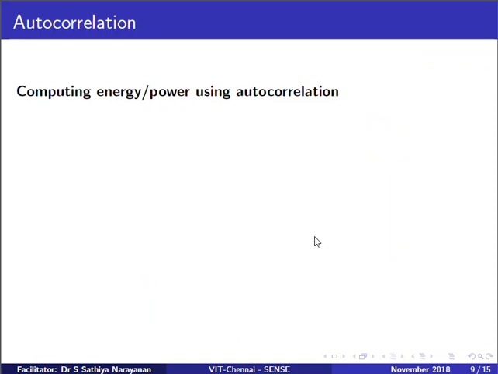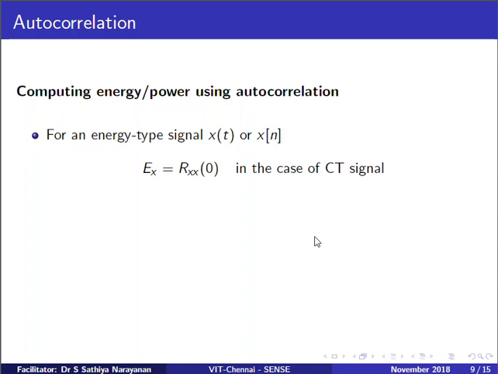For signals, be it discrete time signal or continuous time signal, you can evaluate its energy or power using the energy and power formulas. If you are given the autocorrelation of a continuous time or discrete time energy type or power type signal, you can easily obtain its energy or power. So how to do that? For an energy type signal x of t or x of n, the energies are computed as follows.